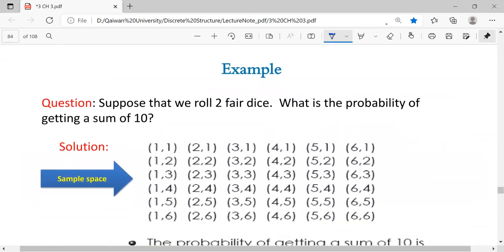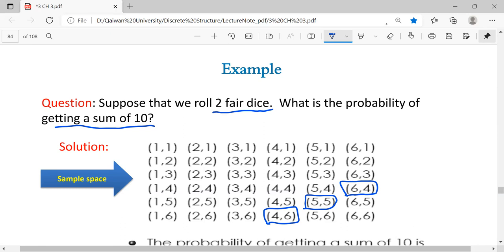Here we have an example. It says, suppose that we roll two fair dice. What's the probability of getting a sum of 10? Here, we have only one event, getting a sum of 10. That means we roll two dice. What's the probability that we get the sum of 10 for both rolls? For getting a sum of 10, here we have 6 and 4, that's 10, 5 and 5, 4 and 6. We only have these three members in the sample space for which the sum is 10.